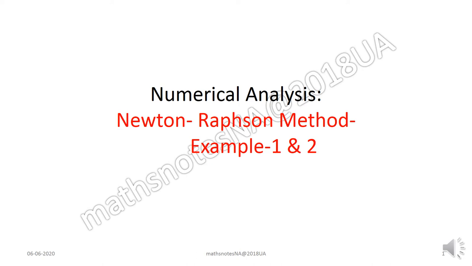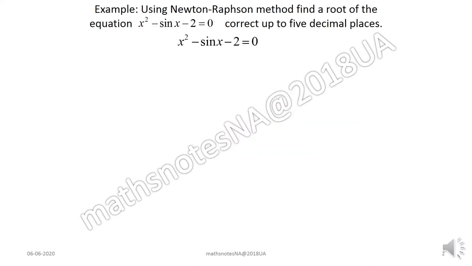Viewers, in this video I would like to discuss two examples of Newton Raphson method, example 1 and 2. The example is, using Newton Raphson method, find a root of the equation x square minus sin x minus 2 is equal to 0. Correct up to 5 decimal places. Fx is x square minus sin x minus 2, which is equal to 0.